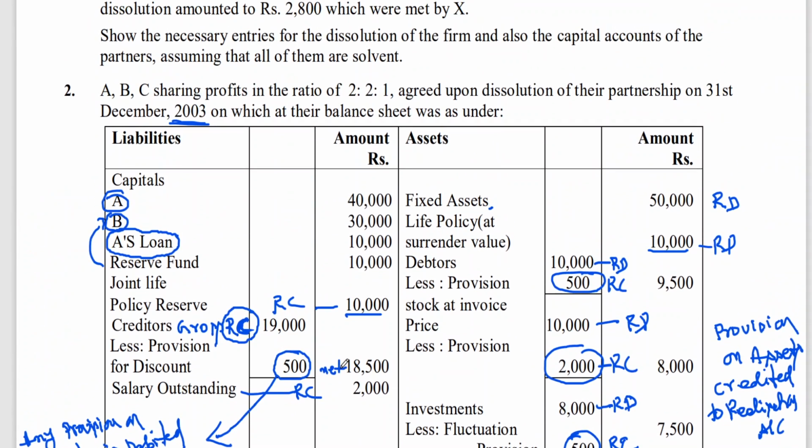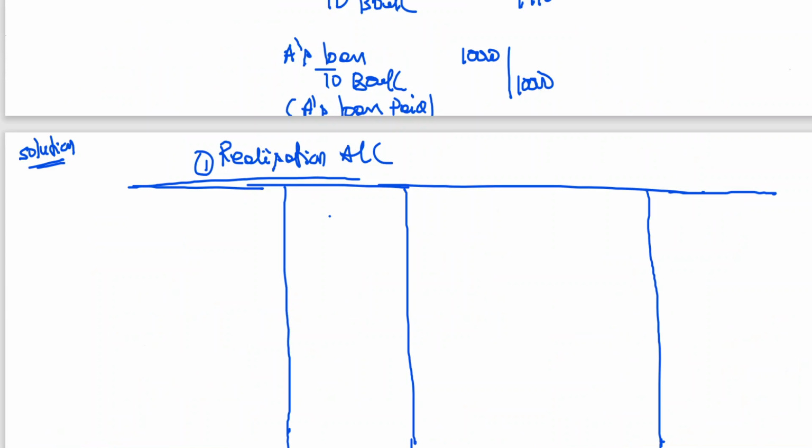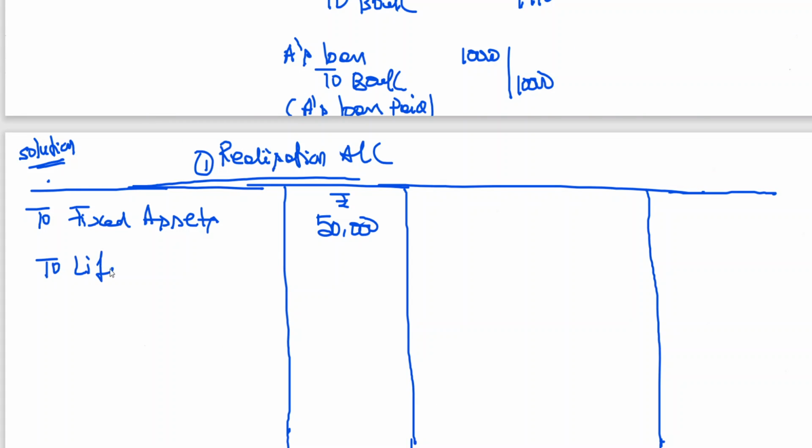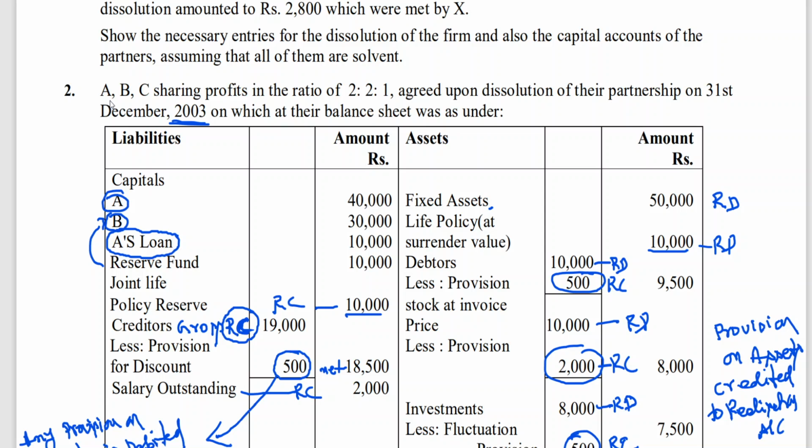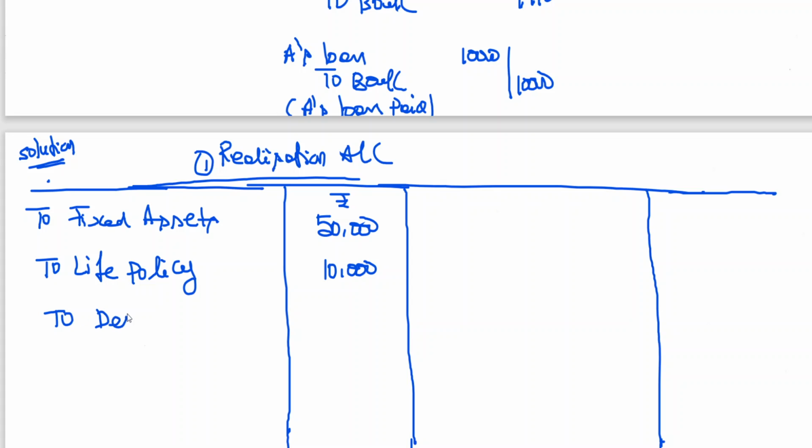Let me start from here. Fixed assets will be transferred to realization account debit side. To fixed assets, 50,000 rupees. Then to life policy, 10,000. To debtors, I told you the gross amount should be transferred. To debtors, 10,000.